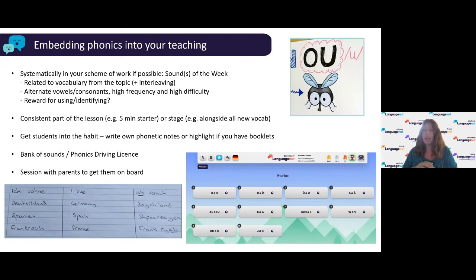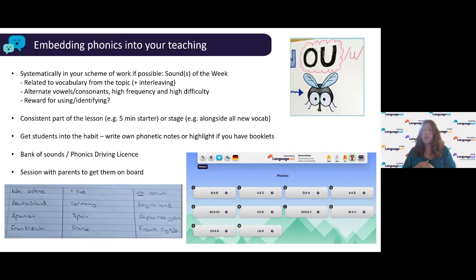Another thing you can do is have a kind of bank of sounds. So this could be a display of some kind. This is as you go through the year or through the term, the sounds that you've been practicing so far, the phonics that you've been doing. So they can really see, look, we've been collecting these.